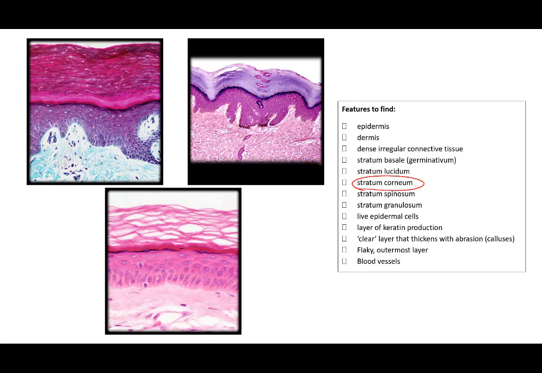Stratum corneum is the outermost layer. It's going to be everything above the lucidum. So all of this is stratum corneum. We have some, and that's the part that's really flaking off.